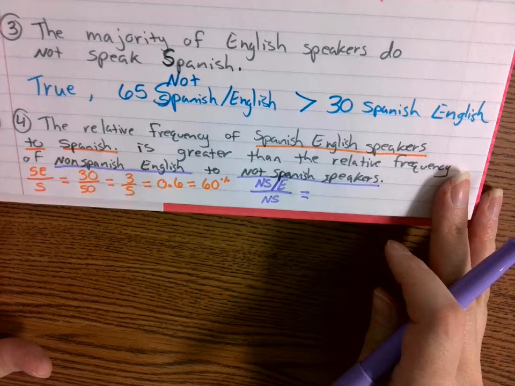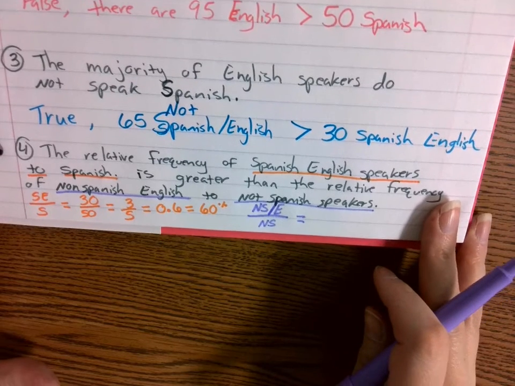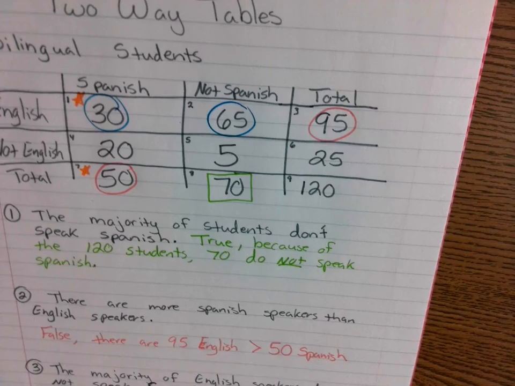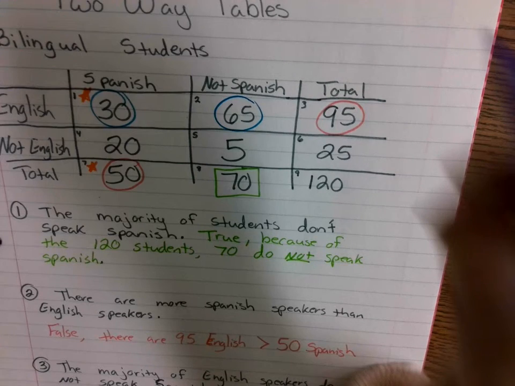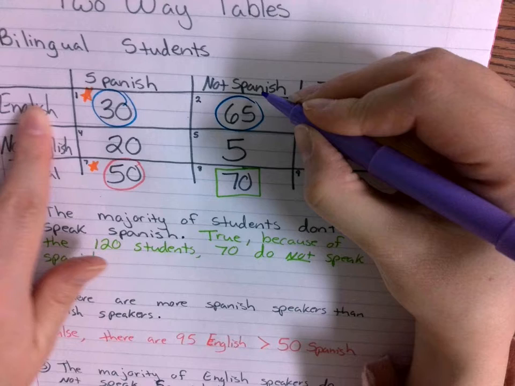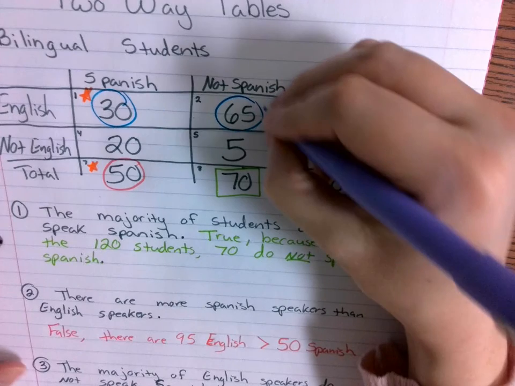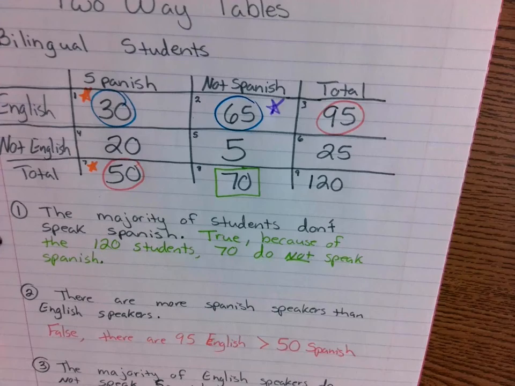Looking at your chart, how many? 65, right? If we look at our chart, non-Spanish, but they do speak English, that comes together to being that 65. So I'm going to go ahead and put a nice, lovely little star right here. That's my 65.